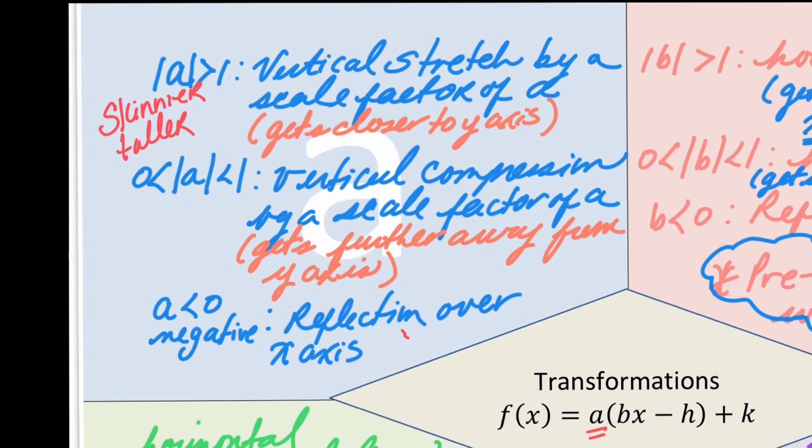If the absolute value of a is between 0 and 1, we say that there is a vertical compression. That's how we would write that, by a scale factor of a. It gets further away from the y-axis when you're looking at a quadratic or a cubic. In other words, we usually say the function appears wider. And if we're talking about a trig function like a sine or a cosine, it would get shorter. And so those are some of the descriptive words that we would use.